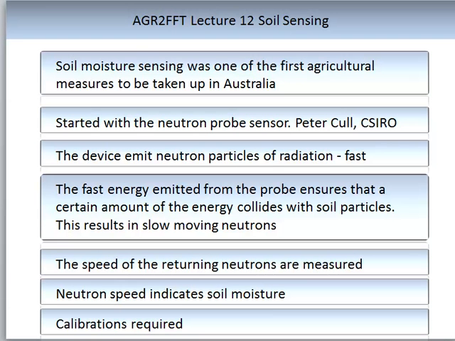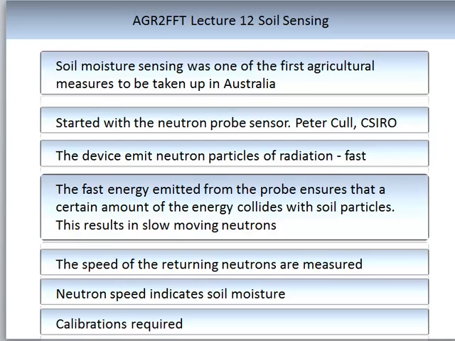Soil moisture sensing certainly has led the way in sensing in agriculture. It all started a few years ago with the invention of the neutron probe sensor by Dr. Peter Cole. He was working for CSIRO at the time. Since this date, he has commercialised his sensor and now operates a successful business that not only still sells the neutron probe technology but also other technologies for both soil and plant sensing.